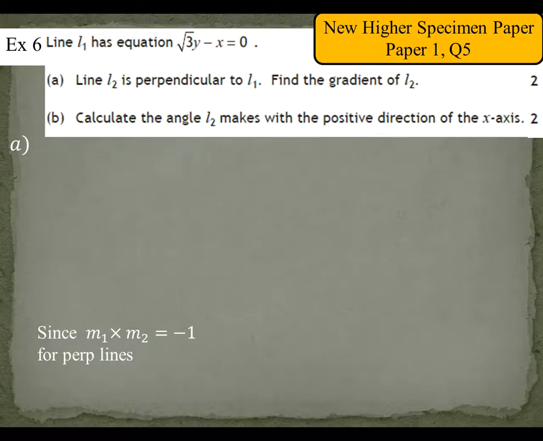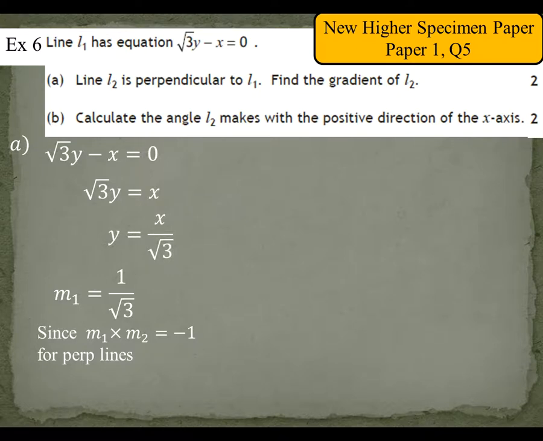The key word in that one is going to be perpendicular. If it's perpendicular, it means we can use the fact already on the screen below, m1 times m2 equals minus 1 for perpendicular lines, to find L2's gradient. So rearranging into a form where we can read its gradient, that means getting y equals, so we have to remove anything around it, which means we divide out by root 3. So y equals x over root 3, which gives us line 1's gradient of 1 over root 3. Doing our flip it, change its sign, it becomes minus root 3 for the gradient for L2.